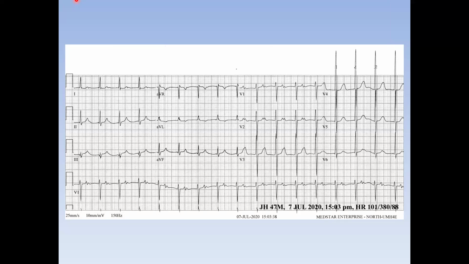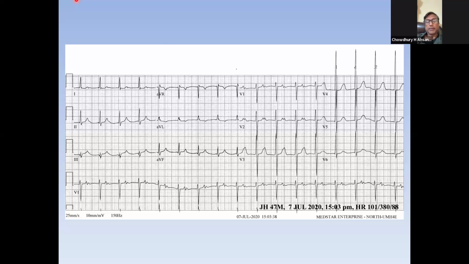Well, it depends on the location. If it is RCA disease with 2-to-1 block, I'm not going to put in a temporary wire. It will resolve completely. If it is anterior and there is bundle branch block, those are the problem patients, because with a proximal LAD lesion the conduction may not come back. So it depends on the location of the lesion and whether the patient has a history of MI or not.